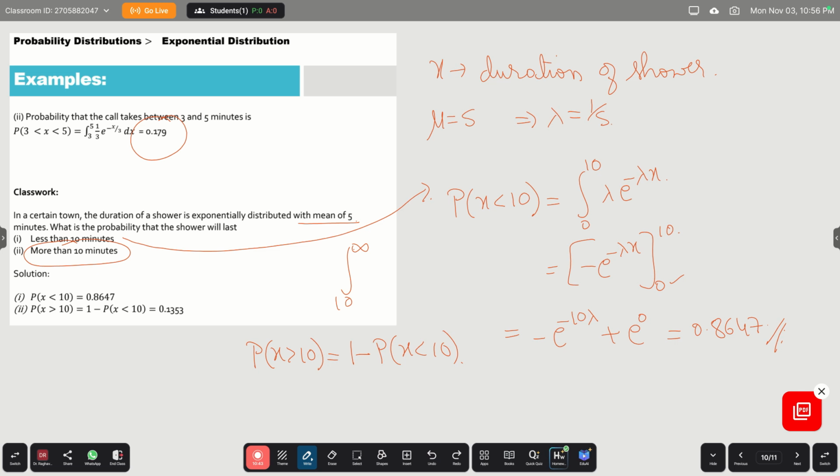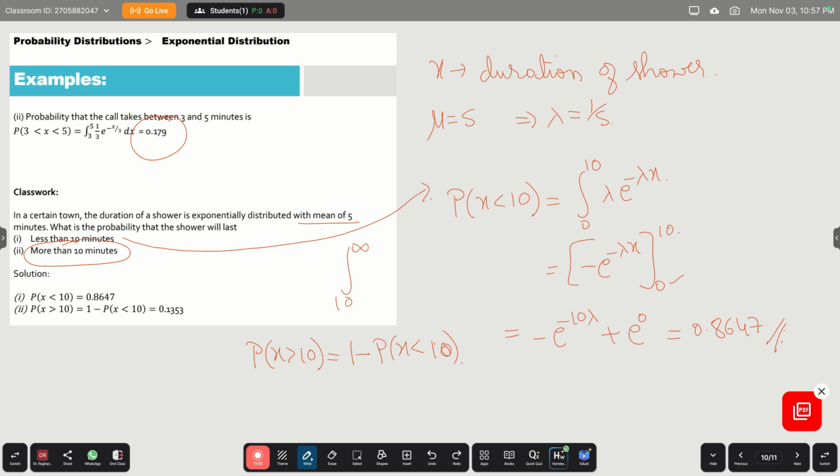Of course, you might have some doubt about why it is not less than or equal to. In the discrete case, less than or equal to matters, but in the continuous case, you can use less than or less than or equal to. It's one and the same. That doesn't make any difference.